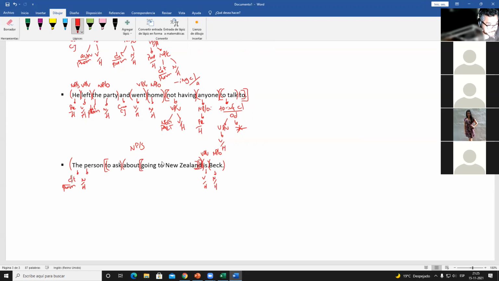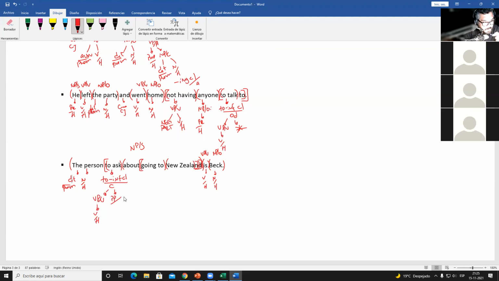Going to where? New Zealand. So this whole stuff is to ask about going to New Zealand. It is a to-infinitive clause acting as the complement. I can't erase it. Inside of that, I have the verb phrase, the verb to ask, and then a prepositional phrase, about going to New Zealand, is an object. The preposition head about, and then next to that, going to New Zealand, going, the ing is an ing clause complement.